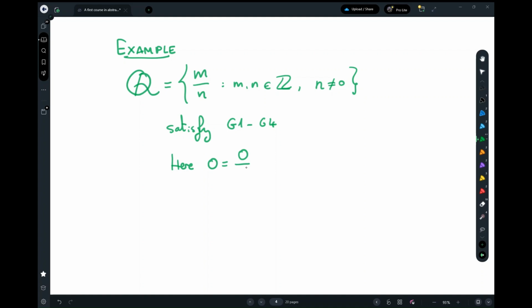0 is the fraction 0 over 1, for example, that works as the neutral element with respect to addition. We have additive inverses. So the additive inverse of a over b is minus a over b. And we have commutativity. So we have that Q satisfies the same axioms that we've abstracted from the integers.